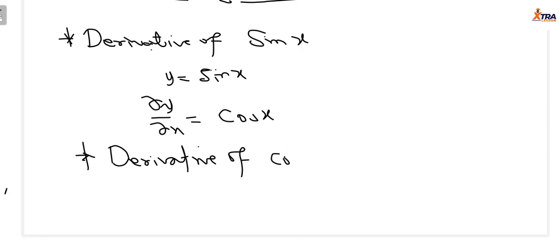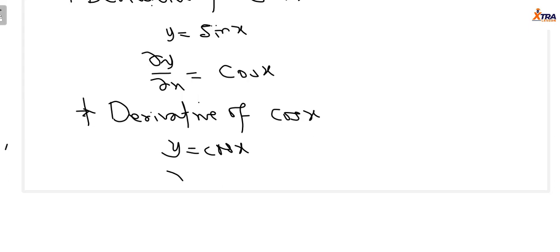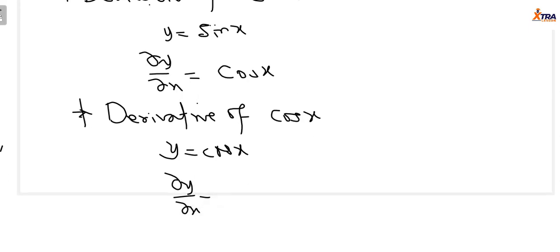So derivative of cos now, which is the reverse. So we have y equals to cos x. The dy over dx of cos x will give us minus sine x.